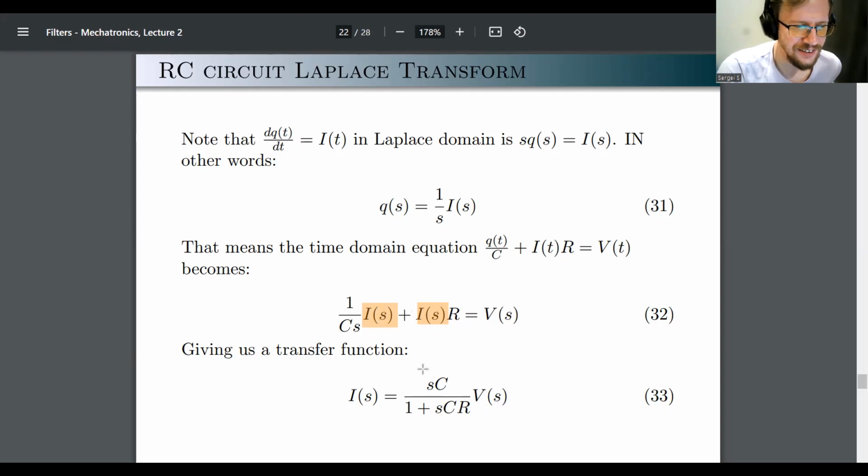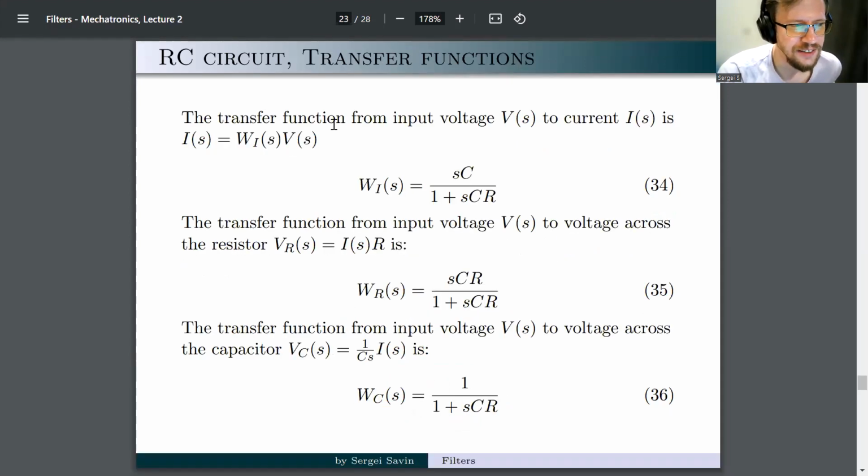Now, this is a transfer function. So this guy here is a transfer function from voltage to current. Okay, sounds good. We got transfer function. Now, yeah, here's stated again.